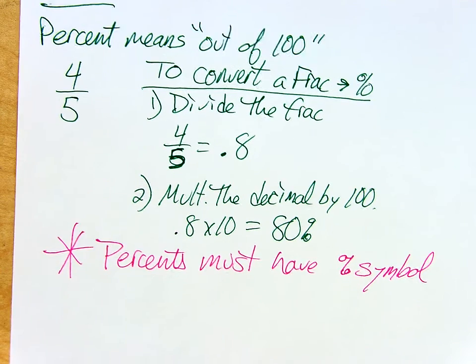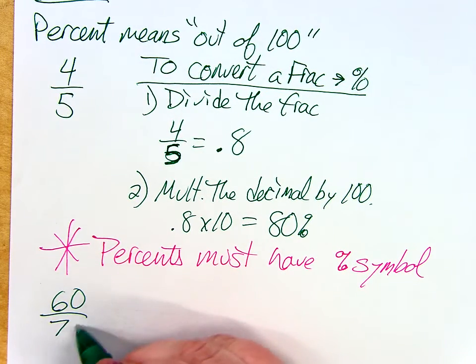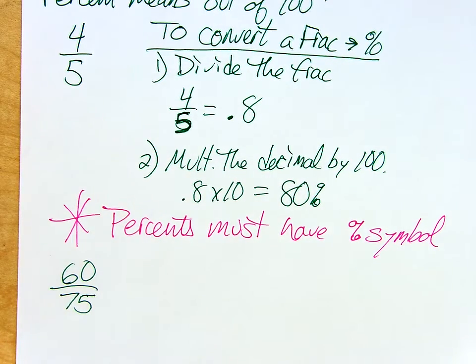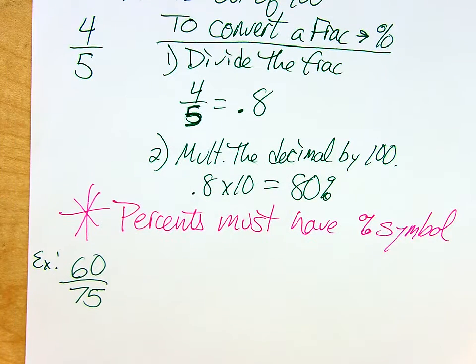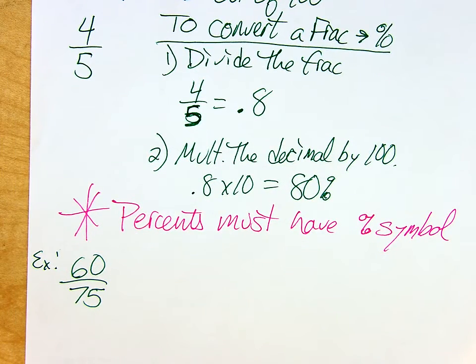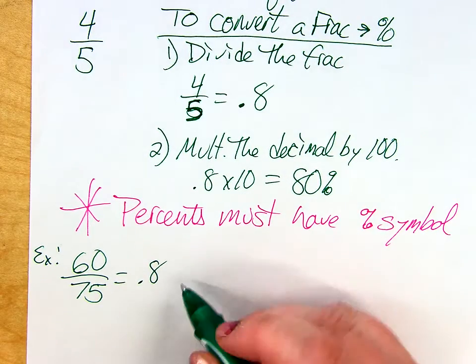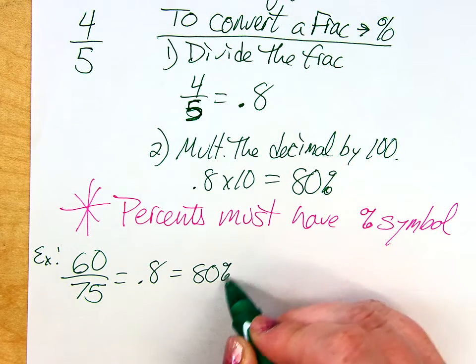But what did I just say? Was it 60 out of 75? Go ahead, try that one. What would your percentage be if you got a 60 out of 75 on something? Oh, that's funny. I didn't mean for it to be the same thing. Yeah, you get 0.8, and then if I just multiply that by 100, I get 80%.